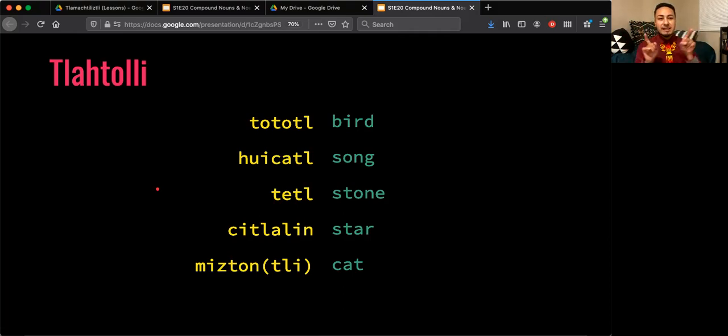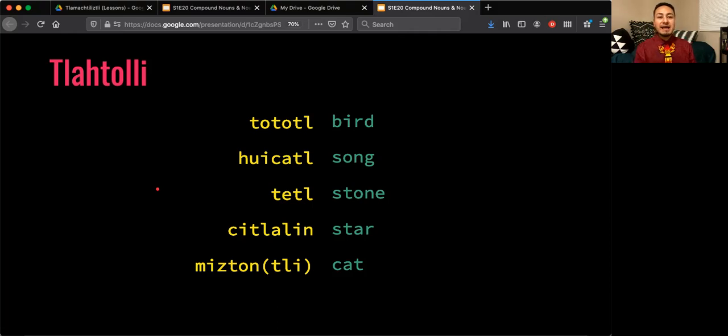Now I put the TLI in parentheses because this word miston means a cat, like a house cat. That's how they say miston in Nahuatl. But this word comes from an older Nahuatl word, mistontli. So really the word is mistontli, but with time it has been shortened to miston. Mistontli literally means little cat, because it comes from the root word mistli.